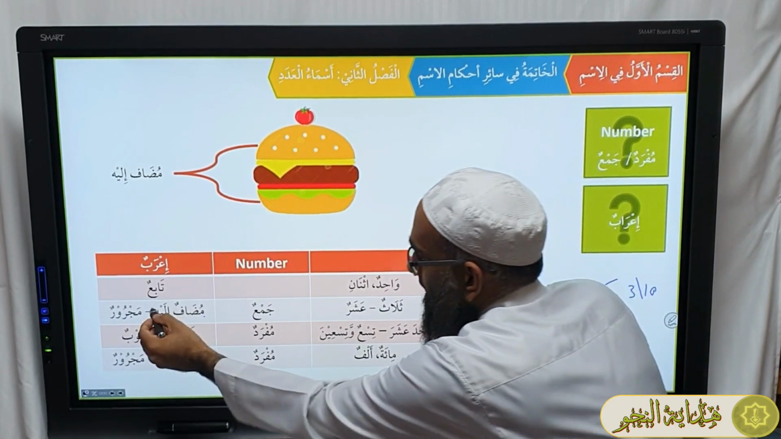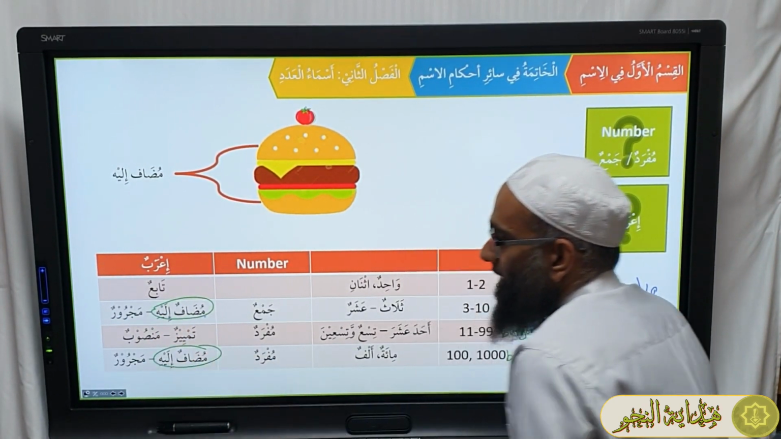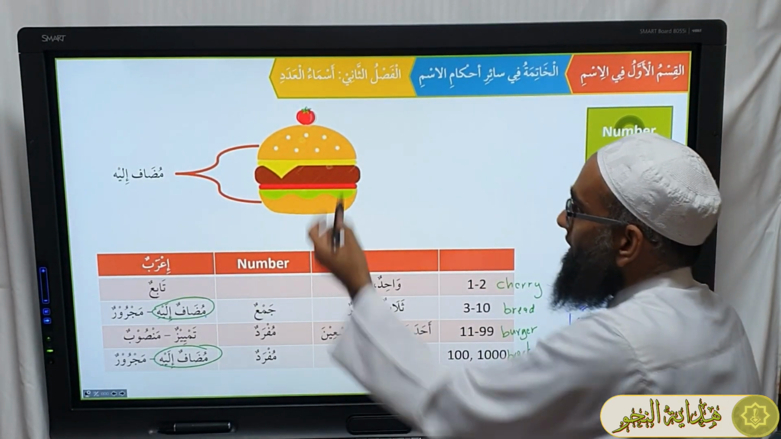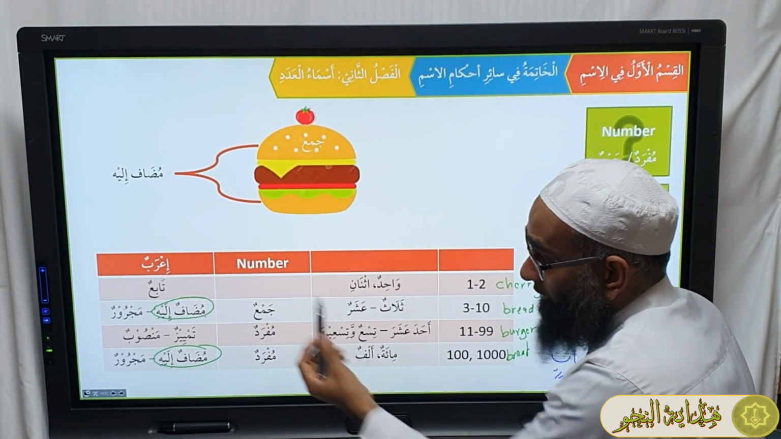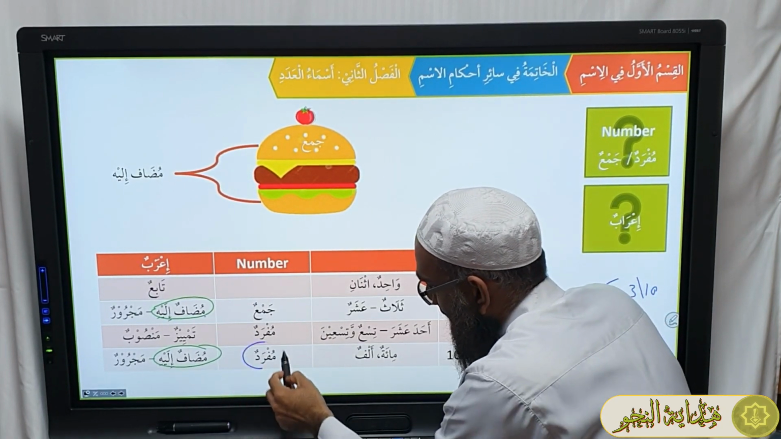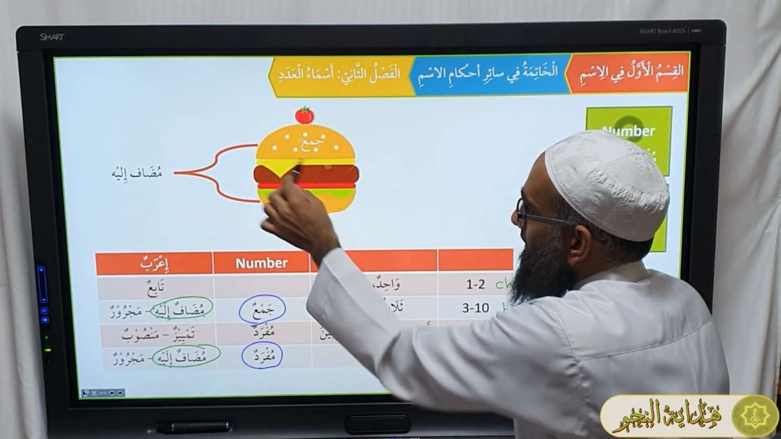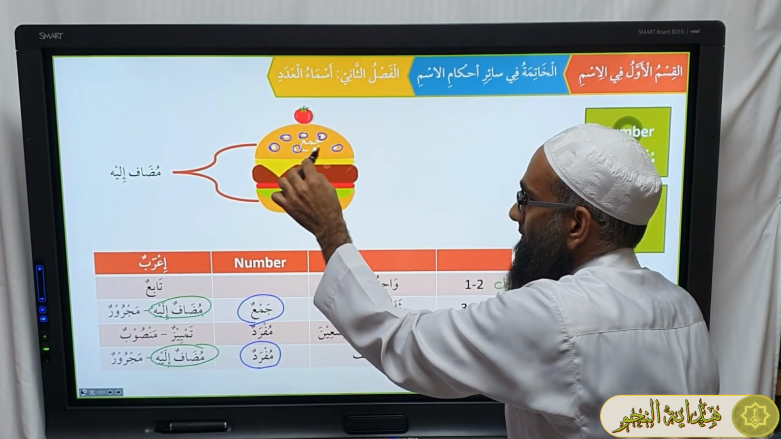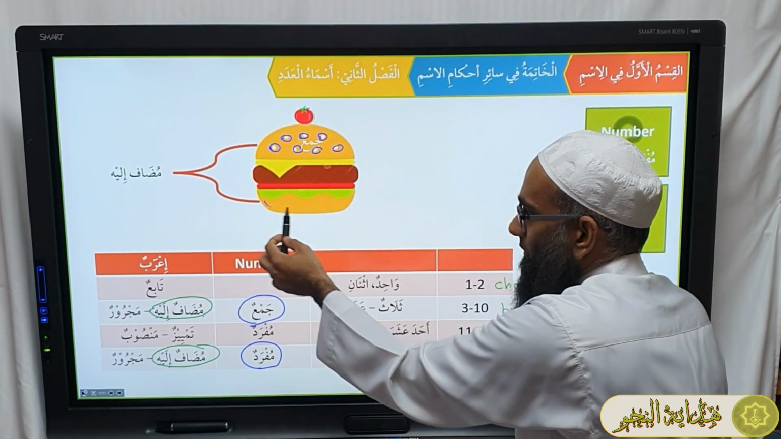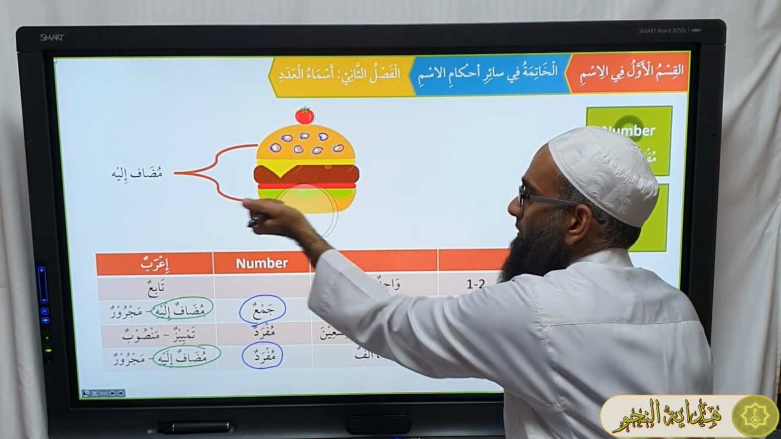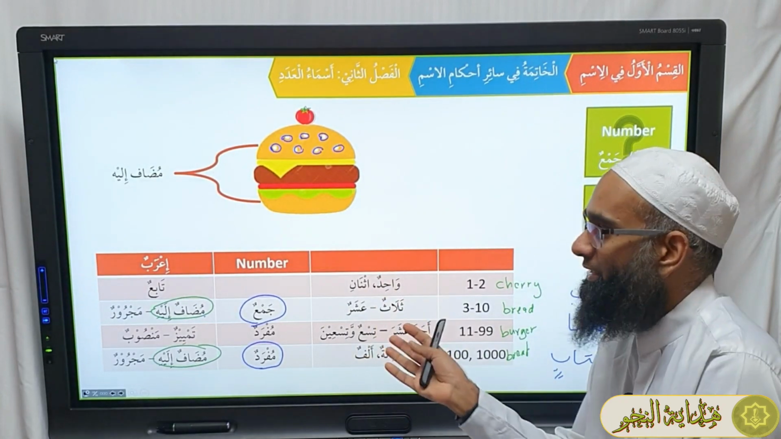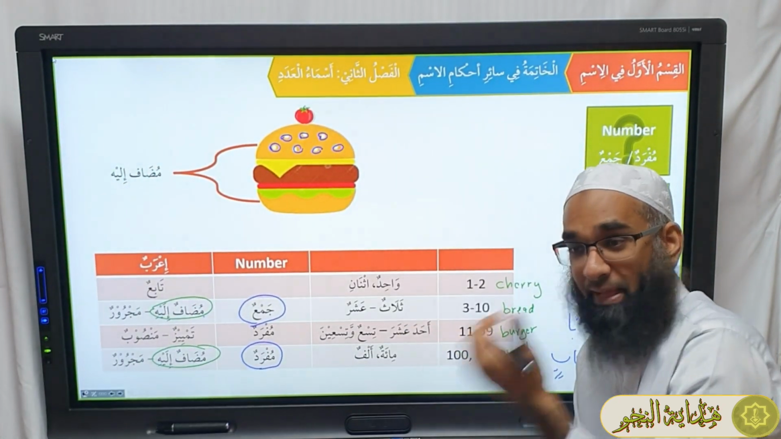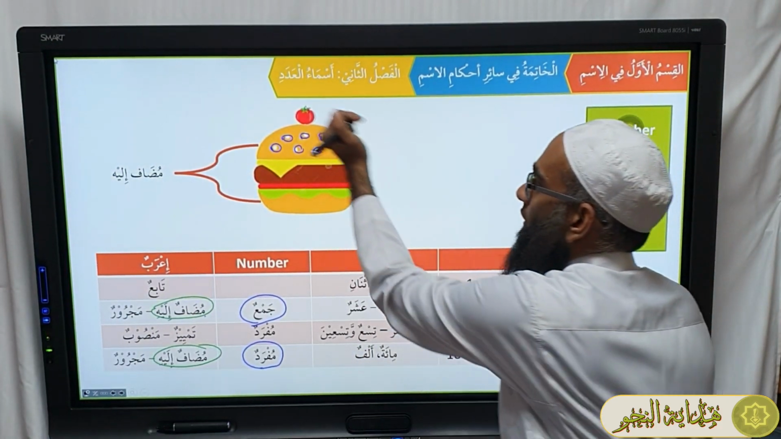So the layers are what? Mudaf ilay. Correct? So the layers of the burger is what? Mudaf ilay. So now our numbers, and the cherry on top is what? The difference now, this is mufrad, this is jama'. Why? Because you have sesame seeds on top. So you have many sesame seeds. So it's jama'. Yes? There's no sesame seeds on the bottom one. So that's singular. So one piece of bread, no plurality to it. It's singularity. There's one piece of bread. And the top piece of bread is what? It's a mudaf ilay, the bread, but it has sesame seeds, so lots of plurality on it.